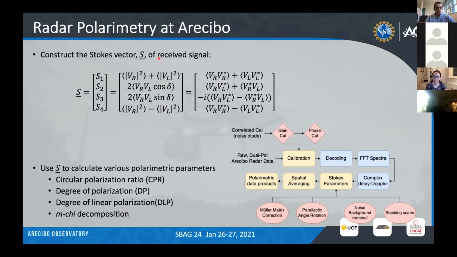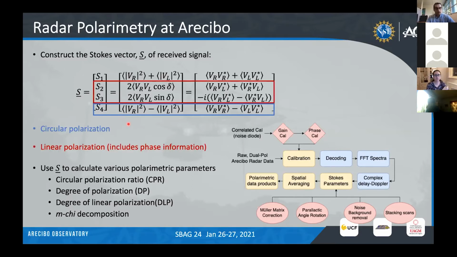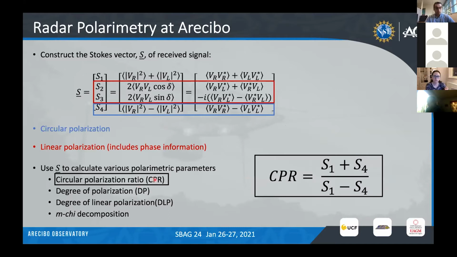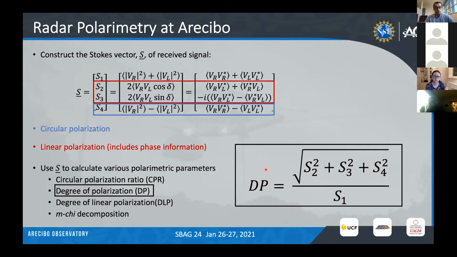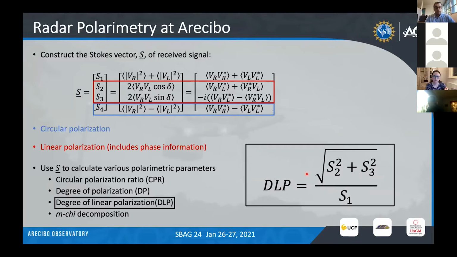So the first Stokes parameter is just the total power in the received signal. The fourth Stokes parameter, based on these equations here, gives information on the circularly polarized component. And then the second and third Stokes parameters give information on the linearly polarized component of the signal. And then you can use these Stokes parameters to construct these variables over here, such as the CPR, which you can get from the first and fourth Stokes parameter, and then the degree of polarization, which is just showing what fraction of that signal is polarized as opposed to unpolarized or randomly polarized. Similarly, the degree of linear polarization just looks at the second and third Stokes parameter and determines what fraction of that radar signal is linearly polarized.